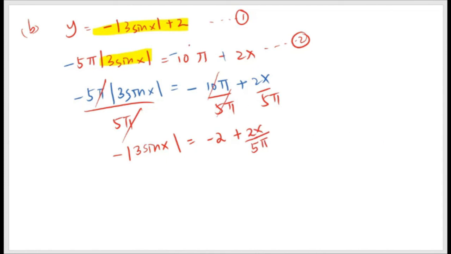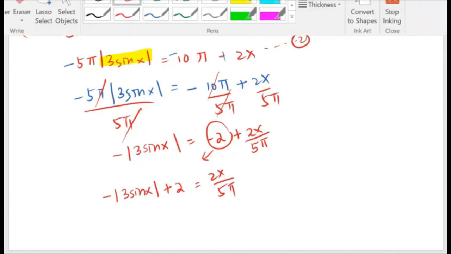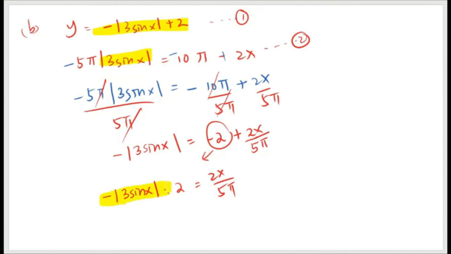Okay, then after this you want plus 2, right? Plus 2, you move negative 2 to the front. So you get negative 3 sine x plus 2 equal to 2x over 5 pi. So you get it already, right? This is y. So what is your y? Your new equation, y equal to 2x over 5 pi. Okay, this is the equation.